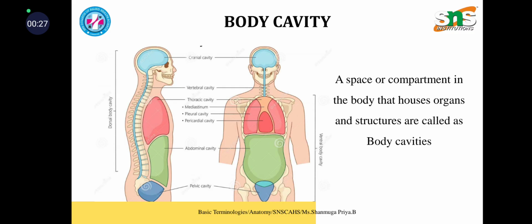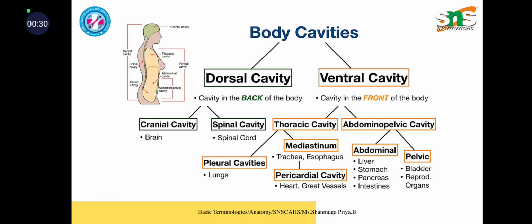These are called body cavities. Body cavities are specifically divided into dorsal and ventral cavity. So dorsal is the cavity in the back of the body and ventral cavity is the cavity in the front of the body. The dorsal cavity is classified into cranial cavity and spinal cavity. The ventral cavity has the thoracic cavity and abdominopelvic cavity.